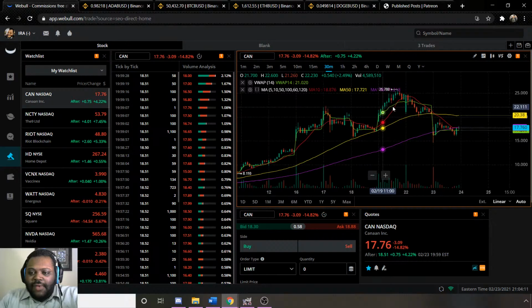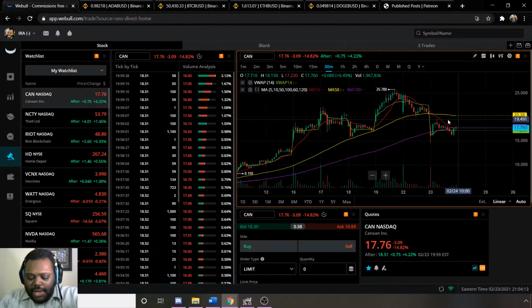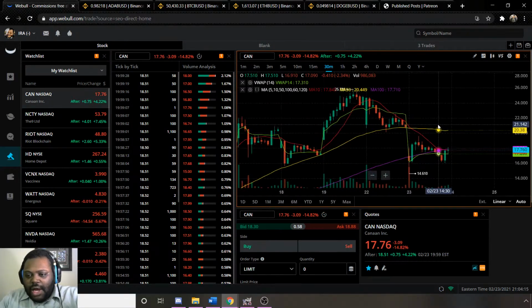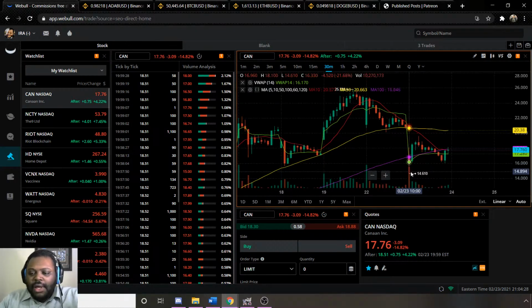So anyway, first one is CAN. They had a week high of 25.78. Overall bearish though, moving average 10 is below 50 and 100, but still bearish on the day overall. VWAP is below moving average 10. They did end at a high of 18.51, so ended on a bullish note today with a 75-cent increase, but still far away from that $30 target price that I had for them.